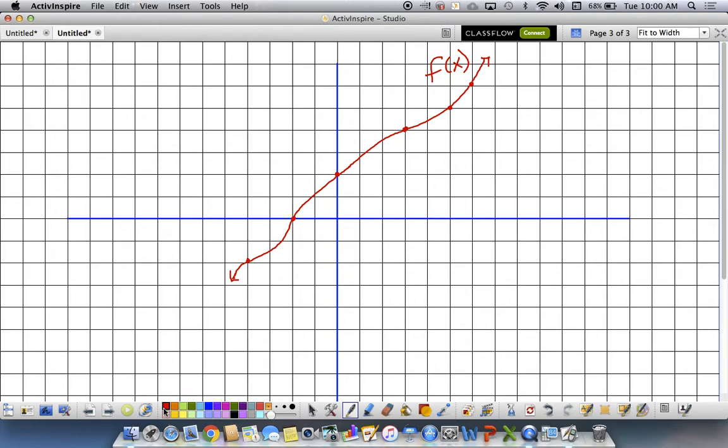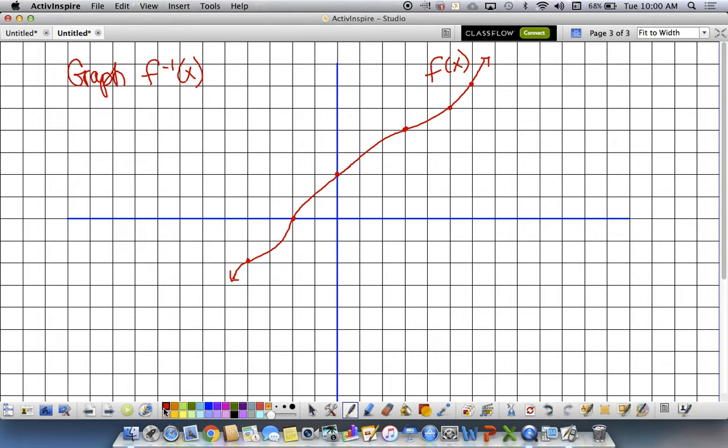Does it pass the horizontal line test? Does it have an inverse function? I don't have to restrict the domain. Yes, it does. So can you graph the inverse? Your problem says graph f inverse.